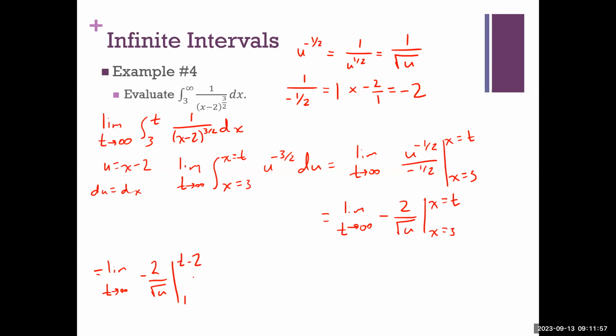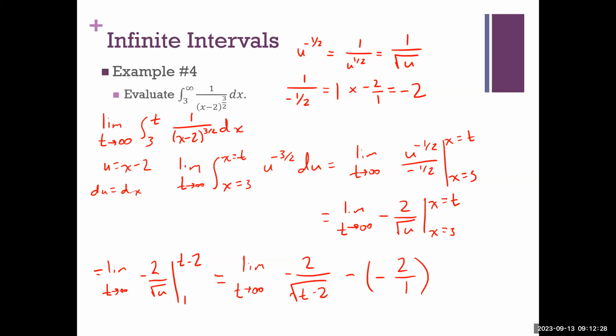Which is kind of weird because we're going to let t get as large as we want, right? That's okay. So now we can start evaluating the integral part of this. So the limit as t goes to infinity of -2 over square root of t minus 2, minus -2 over 1.